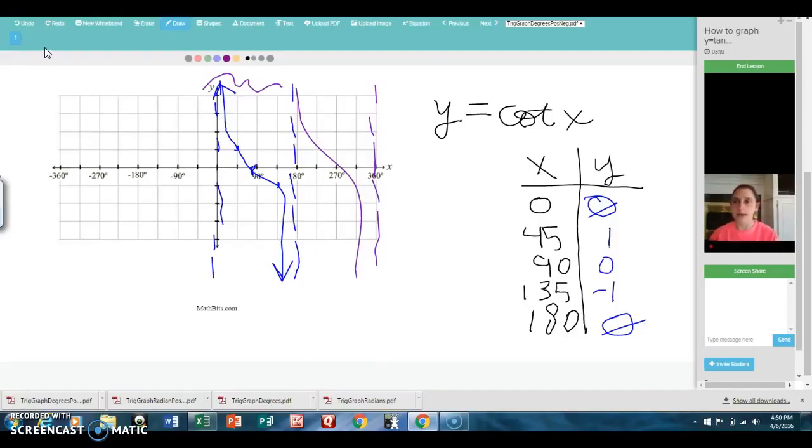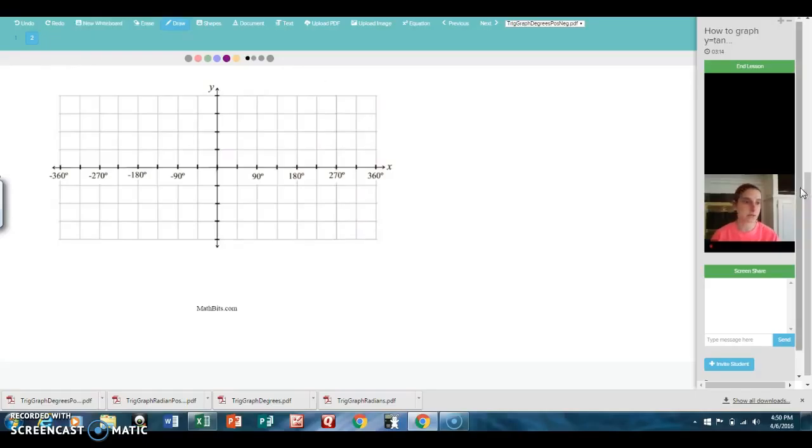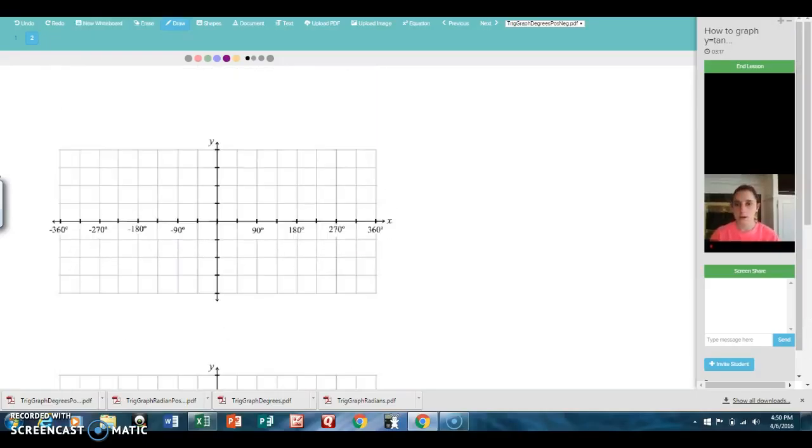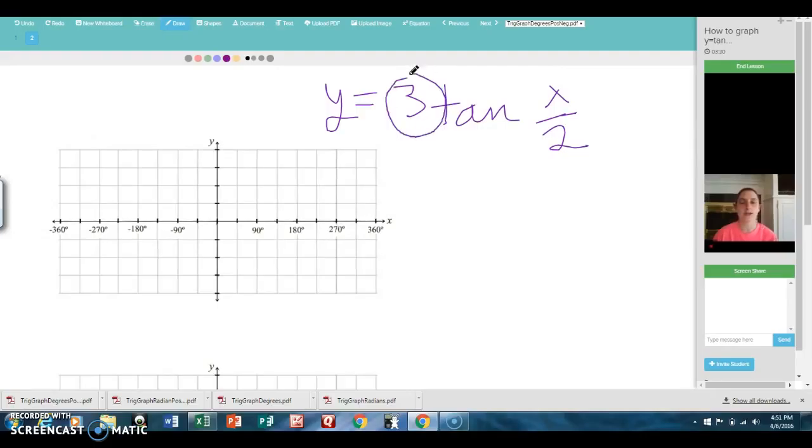All right, so now let's do some transformations on these guys. We're going to stick with degrees for now. Let's do y equals 3 tangent x over 2. We called this number in the front here a, just like we do for sine and cosine, but it's not really an amplitude. Amplitude implies that there's a top and a bottom, but tangent doesn't have a top and a bottom because of the asymptotes.